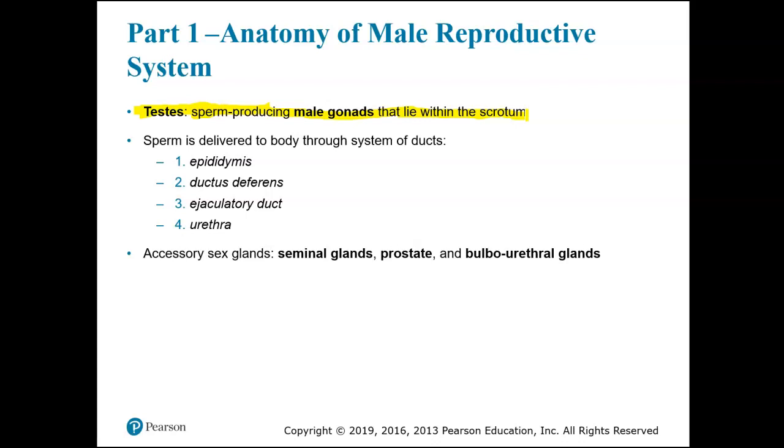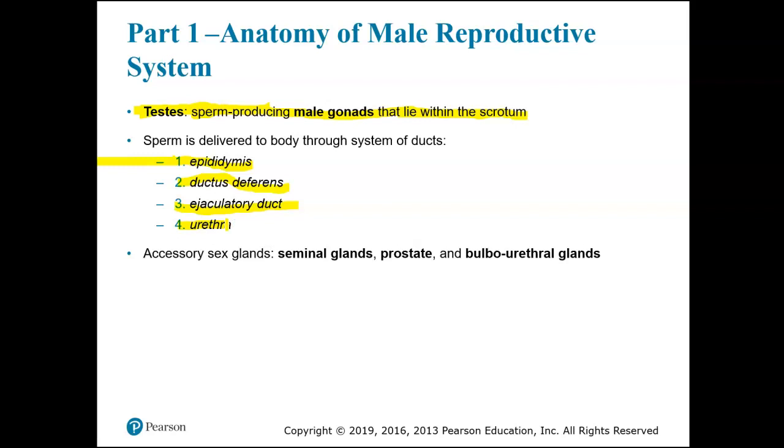All right, the sperm is delivered to the body through a system of ducts, and these ducts are called the epididymis, the ductus deferens, or you may have heard it as the vas deferens. This is the structure that is cut and tied off during a vasectomy, the ejaculatory duct, and the urethra. So this is the pathway for sperm: the epididymis, the ductus deferens, the ejaculatory duct, and the urethra.